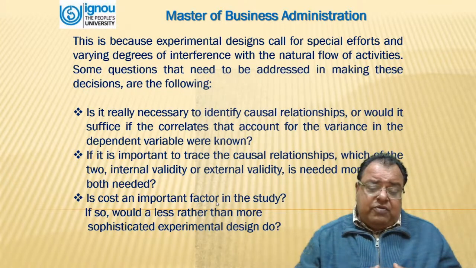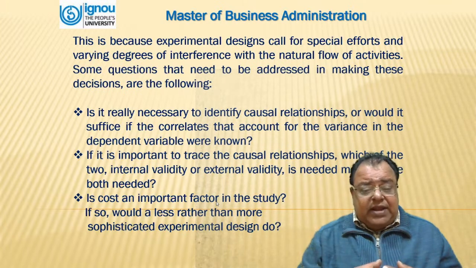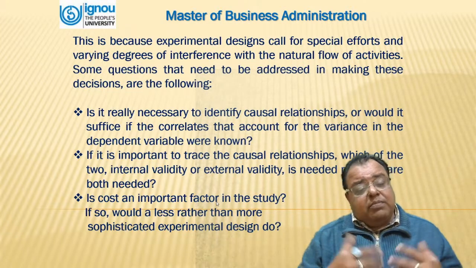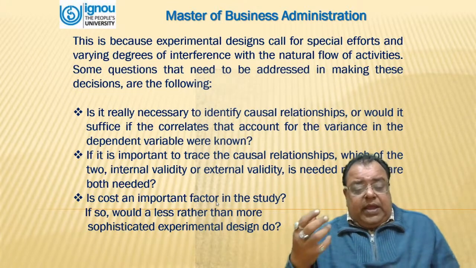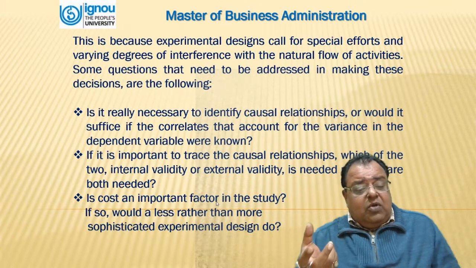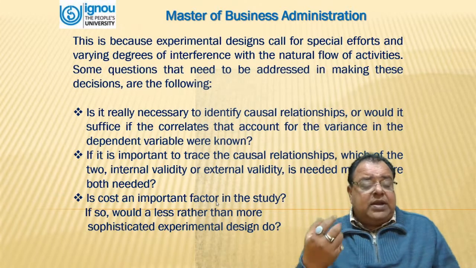If it is important to trace the causal relationship, which of the two, internal validity or external validity, is needed more, or are both needed? Is cost an important factor in the study? If so, would a less rather than more sophisticated experimental design do?